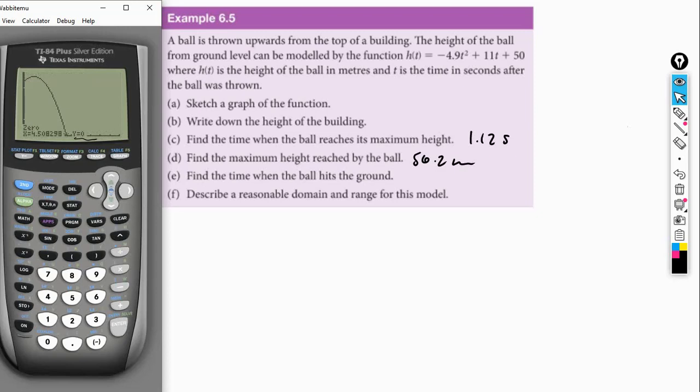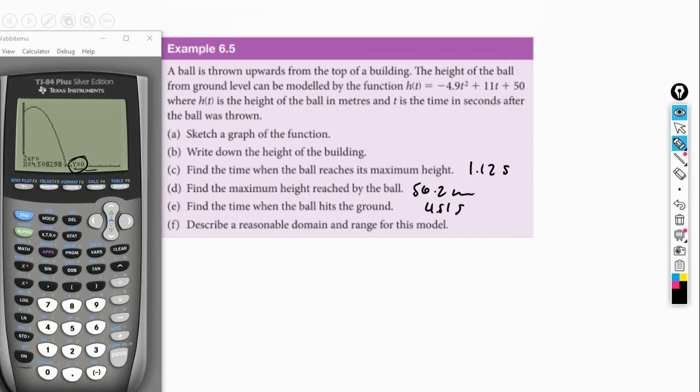So notice that it says x equals 4.508, so 4.51. So that would be 4.51 seconds. Notice that y says equals 0. So that's when it hits the ground. And then the reasonable domain and range, for the time it would be between 0 and 4.51 seconds, and for the height it would be between 0 and 56.2 meters.